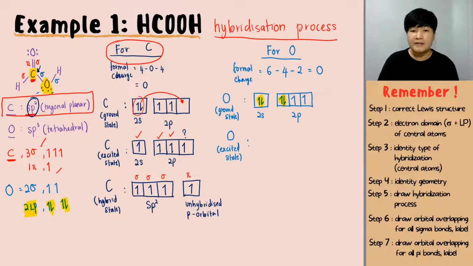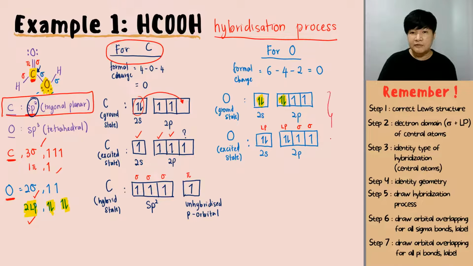We cannot excite the electron because we need the paired-up electron in the 2s to become your lone pair, and also the paired-up electron in the 2p to become your second lone pair. That's why the paired-up electron will remain there. Alright? And obviously, that is your lone pair, that is your lone pair, and that is your sigma. So for your oxygen, the 2 lone pairs are ready, the 2 sigma are ready.